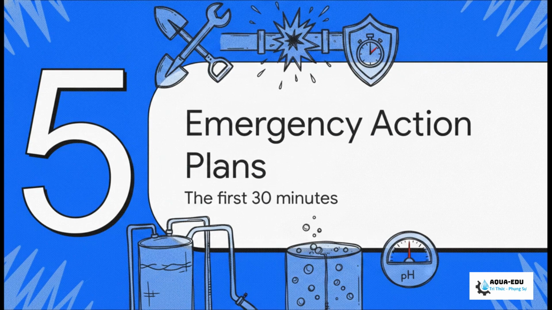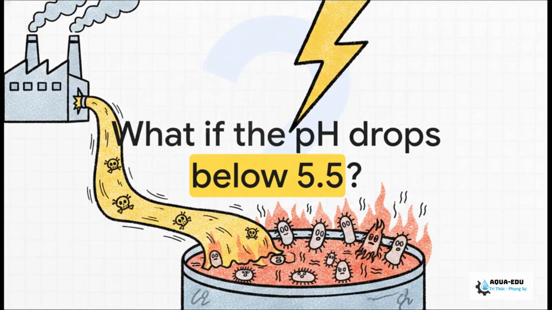Now we're on to Section 5, Emergency Scenarios and Action Plans. This is all about the first 30 minutes. Ask yourself this. If a massive acid spill hits from the factory and your influent pH suddenly drops below 5.5, what is your immediate response to save the biomass? Because let me tell you, at that pH, your microorganisms are practically burning alive.